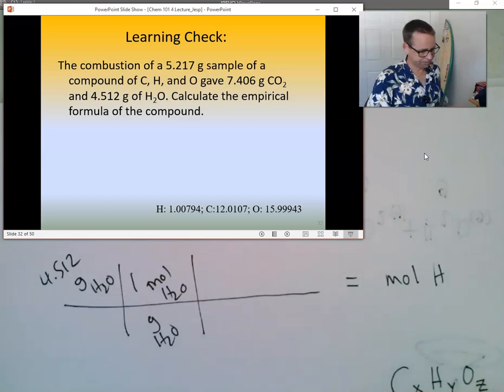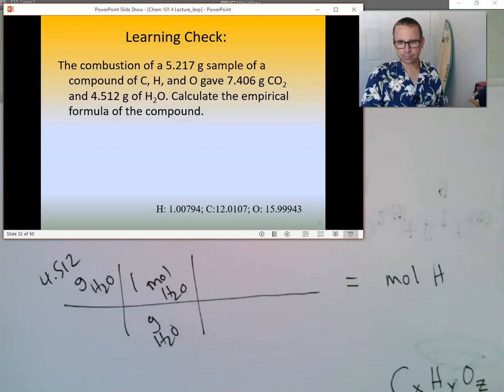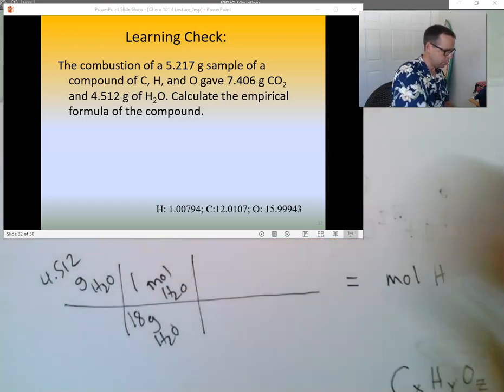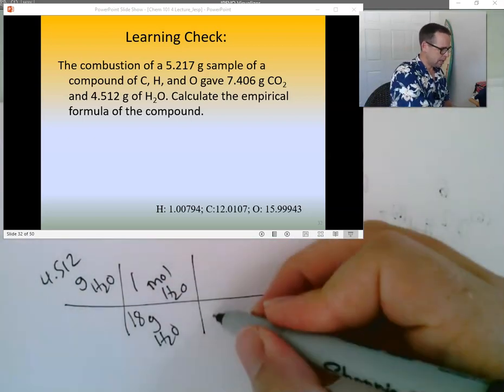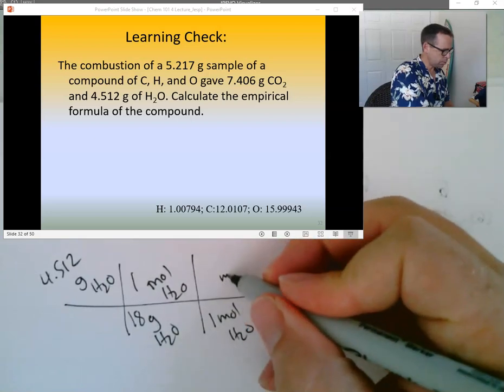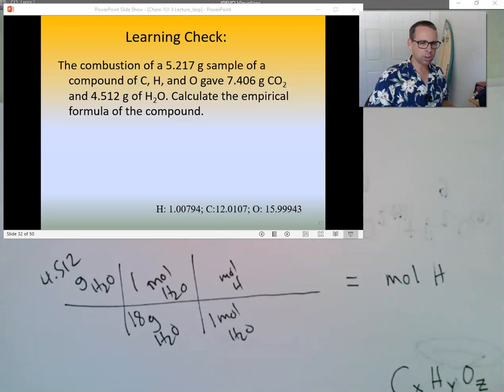There is 2 and 18. Very good. 18 grams for every mole of water. And then, if I have 1 mole of water, how many moles of hydrogen are in 1 mole of water?